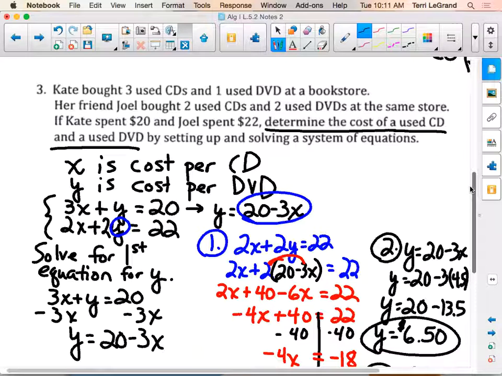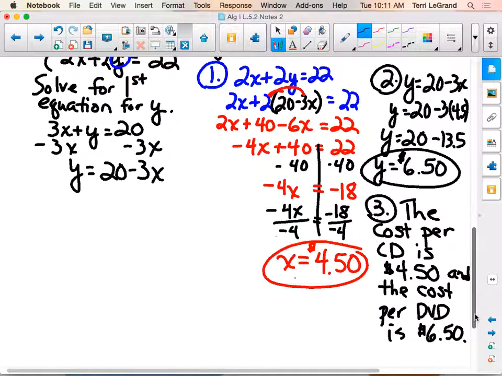Okay, Joel bought 2 of each. He bought 2 CDs at $4.50 each. That's how much? $9. And he bought 2 DVDs at $6.50 each. That's how much money? $13. What's 9 plus 13? 22. Is that how much money Joel spent? Yes. Okay, so we just did a quick check to see if our answers make sense back to the problem. So for those, you can do mental math checks. So take the time to do it. Okay? Questions?